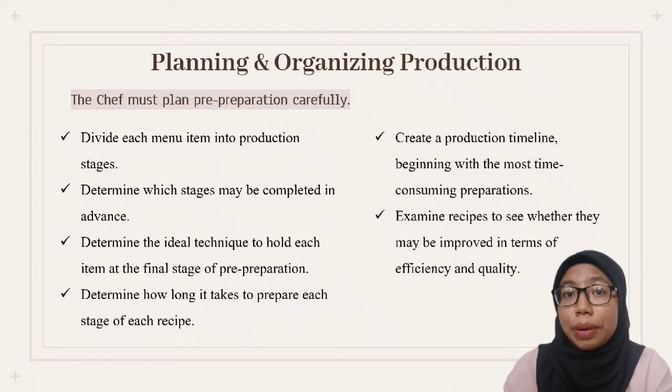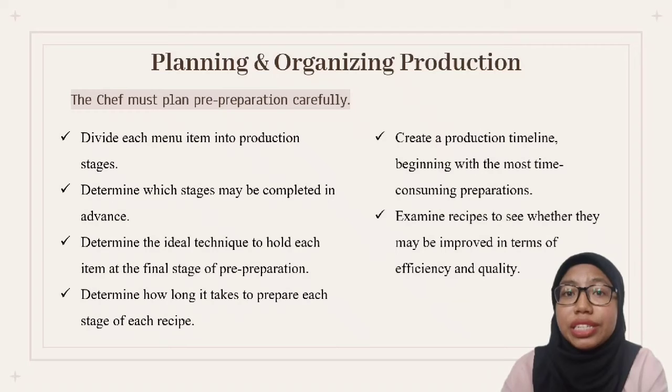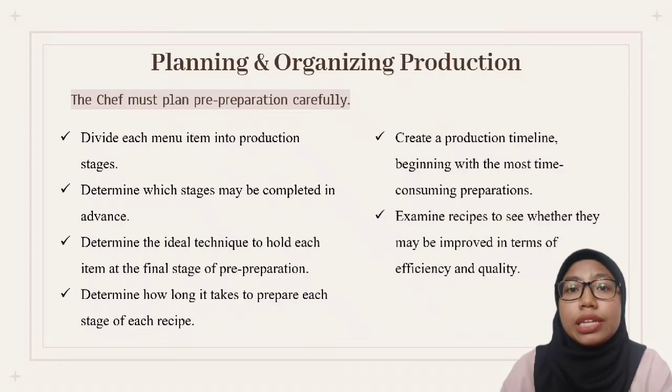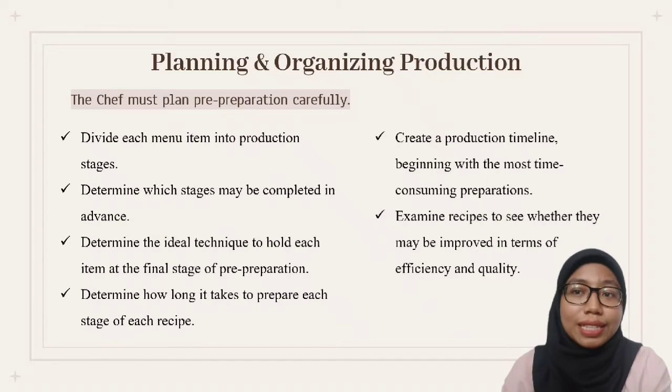Next, the chef must plan pre-preparation carefully. First, divide each menu item into production stages. Second, determine which stages may be completed in advance. Third, determine the ideal technique to hold each item at the final stage of pre-preparation. Fourth, determine how long it takes to prepare each stage of each recipe. Fifth, create a production timeline, beginning with the most time-consuming preparation. And last, examine the recipe to see whether it may be improved in terms of efficiency and quality.